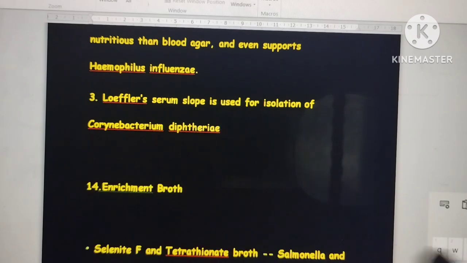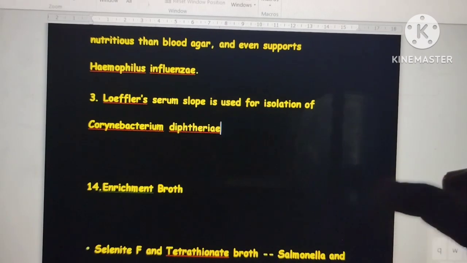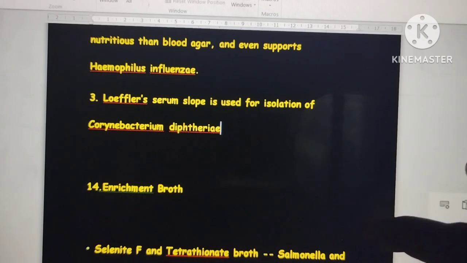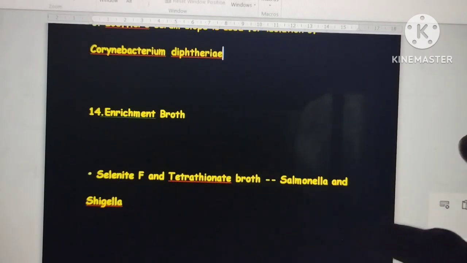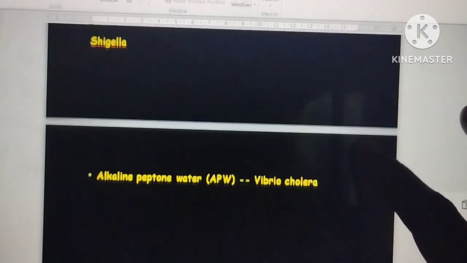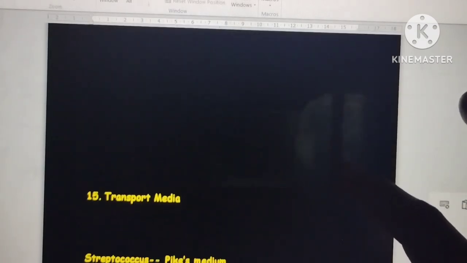So coming to enrichment broth, here it is again the same as an enriched medium, but it will be in a liquid form. Okay, so that is a broth. So here the selenite and tetrathionate broth for Salmonella, Shigella, and alkaline peptone water, it is mainly for Vibrio.